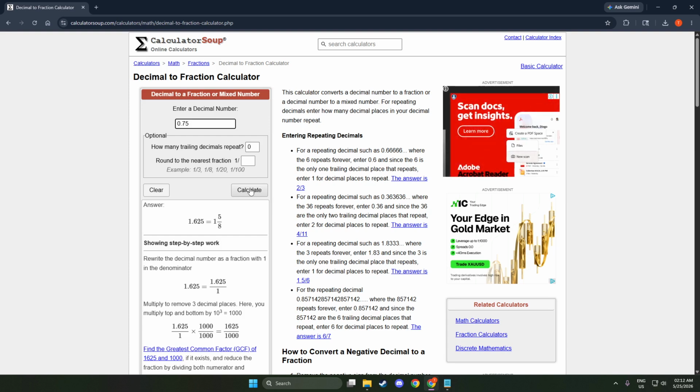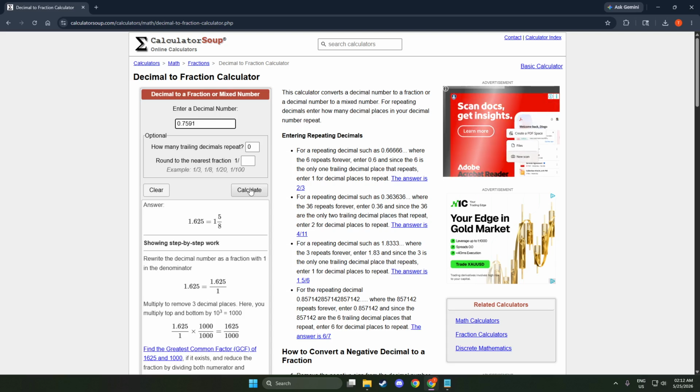Next, click Convert. That single click tells the tool to do all the heavy lifting, finding the numerator and denominator, reducing the fraction to simplest terms, and handling edge cases like decimals that are actually whole numbers. It's instant, and there's nothing else to configure.